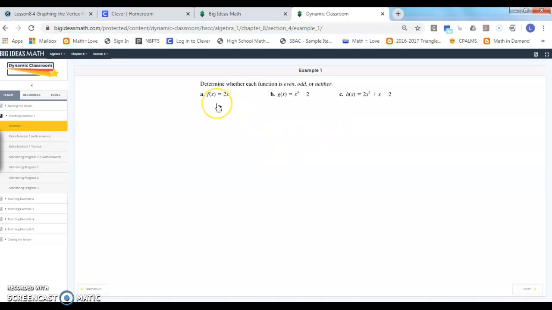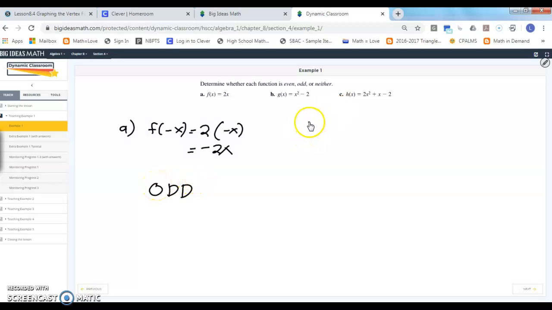So let's take a look at this one. Letter A. Let's replace x by negative x. The original function is 2x, so I copy the 2, and then instead of the x, I make it negative x. If I simplify that, I will get negative 2 times x. Is this the same as the original function? No. Did it become the opposite or the negative of the original function? Yes. So that means this function is odd.